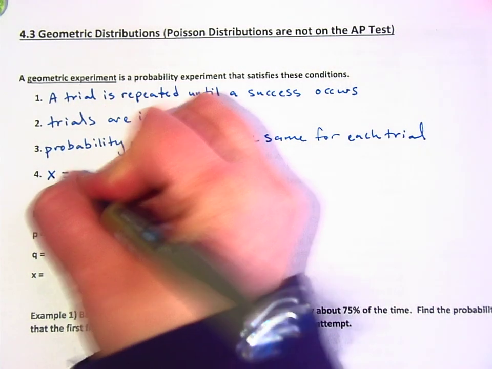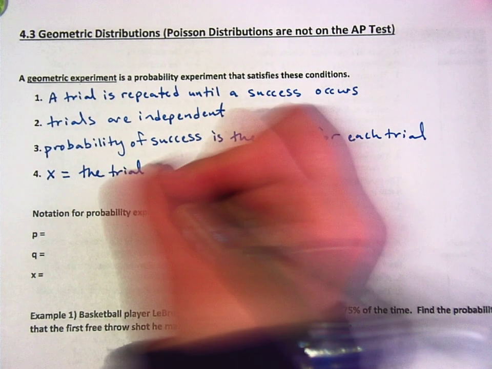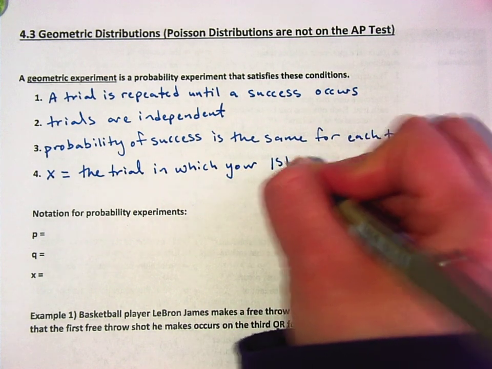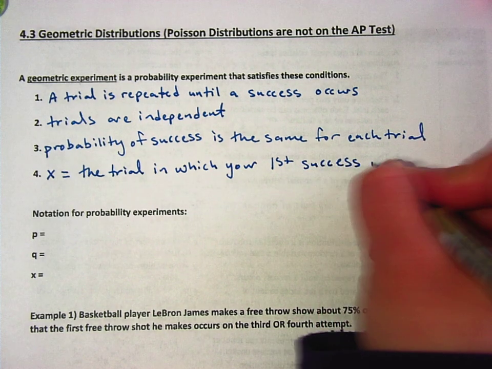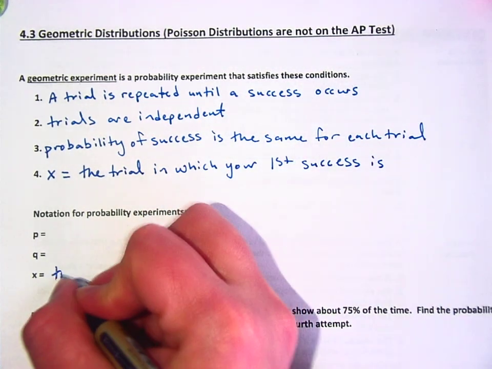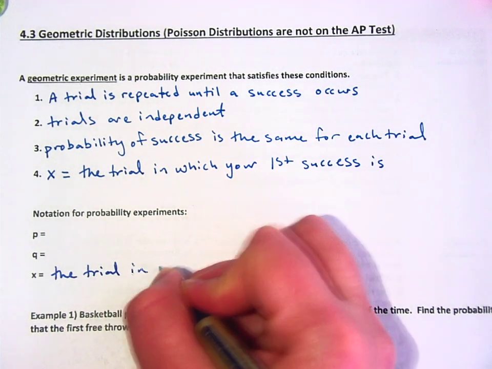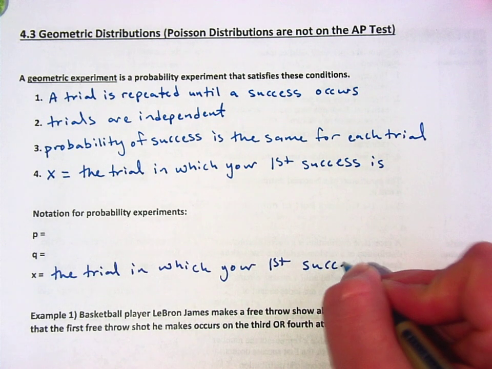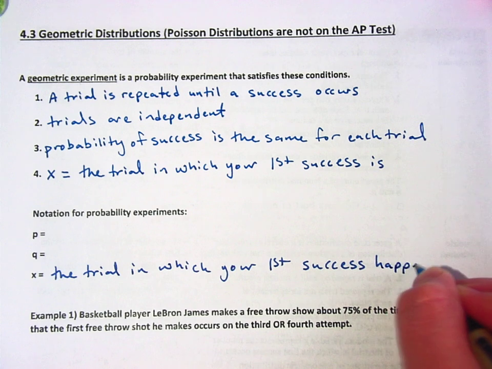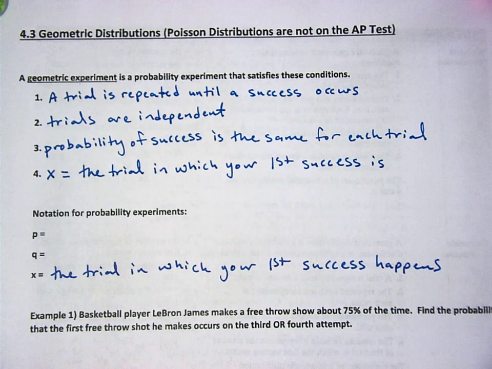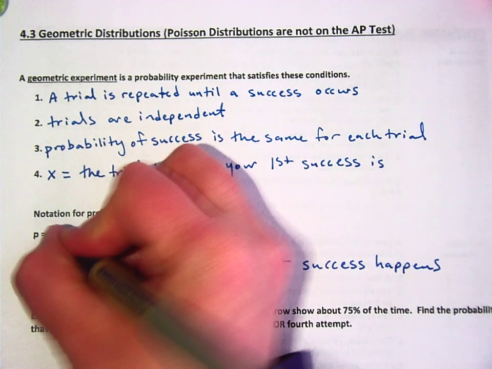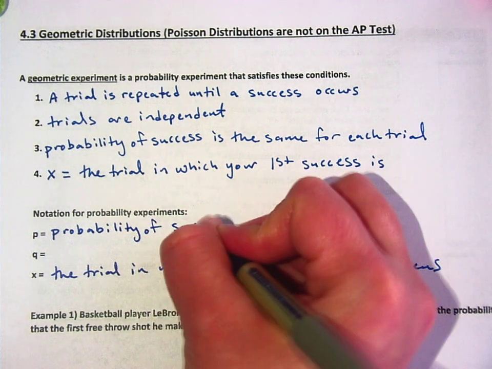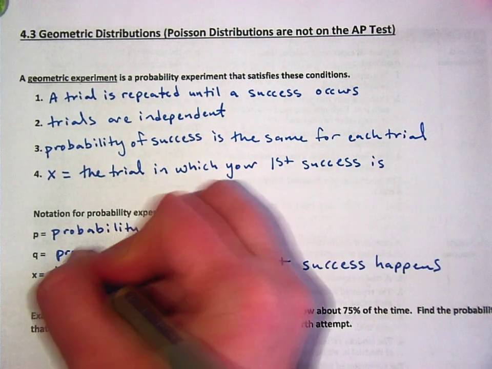And X is the trial in which your first success occurs. I'm going to write that down here too: the trial in which your first success happens. What's P and Q? Success and failure. P is the probability of success. Q is the probability of failure.